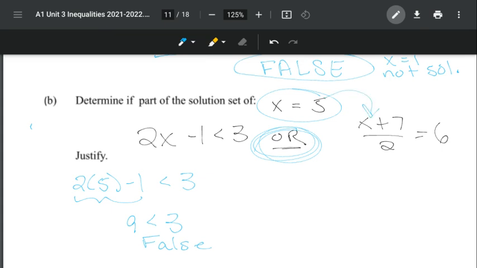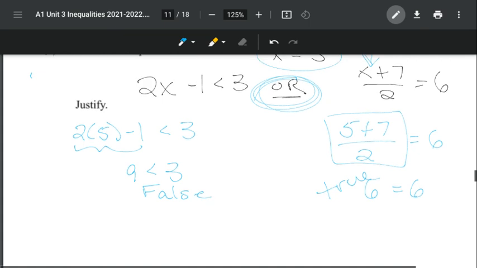So I'm going to plug my 5 in for x. So 5 plus 7 over 2 equals 6. Now we're going to evaluate that. You can put it in your calculator, use alpha x, and you get 12 over 2. 6 equals 6. This is true.